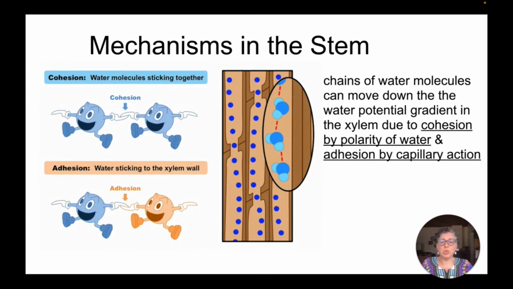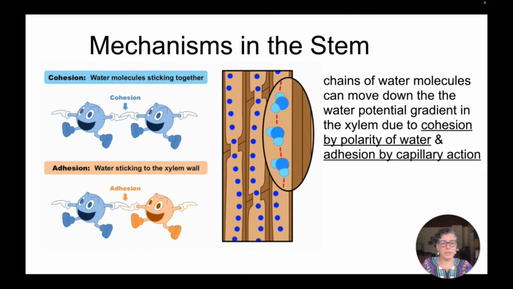So there are two reasons why these chains of water molecules are moving in the xylem, and they're actually moving upwards, okay, down the water potential gradient, but they're moving upwards against gravity. And so that is because of cohesion. That is, water molecules stick together, and this is because of the polarity of water.